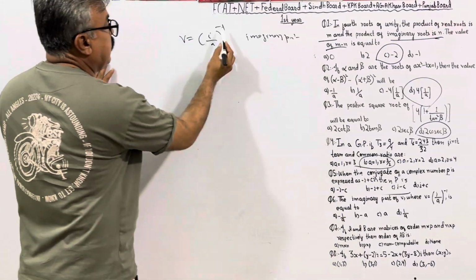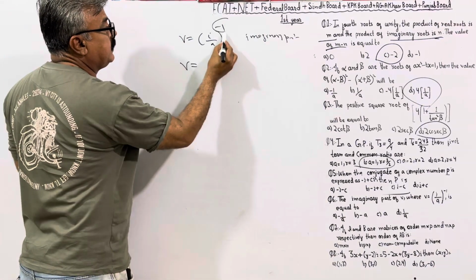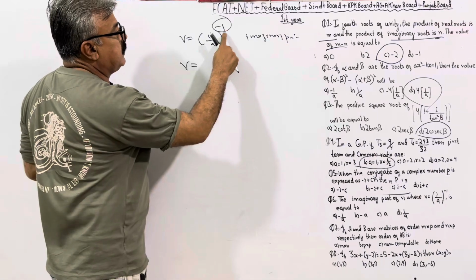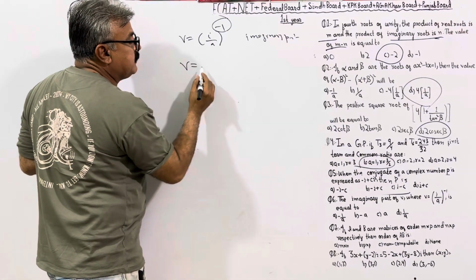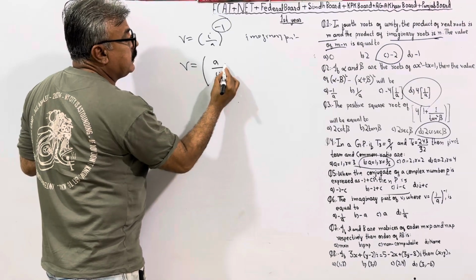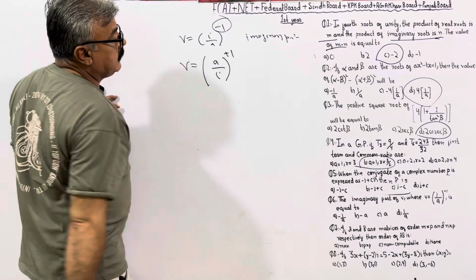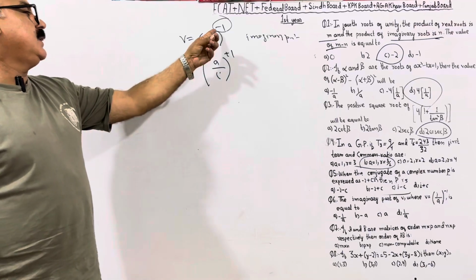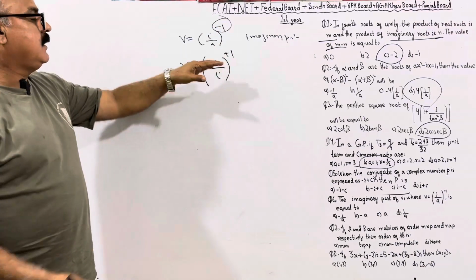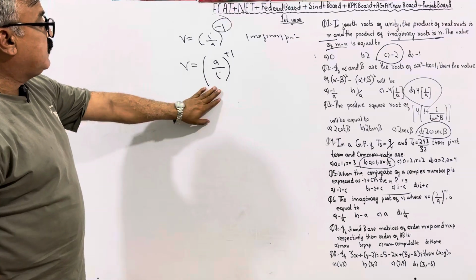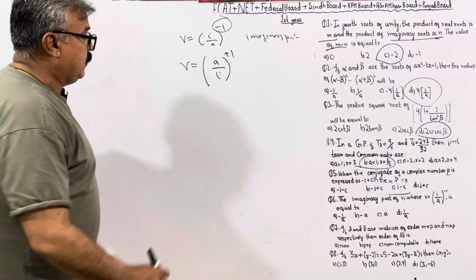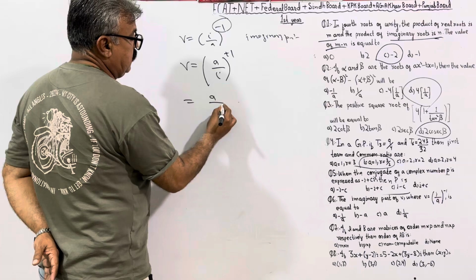How to turn the exponent positive? Make the base reciprocal. Take the reciprocal of the base. It will become A over iota raised to positive power. Okay, cool, A over iota.